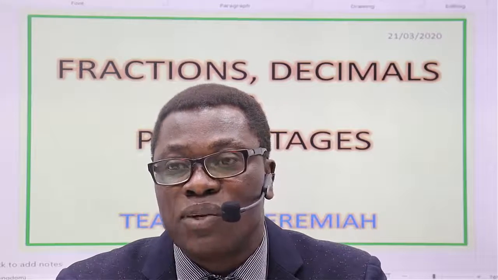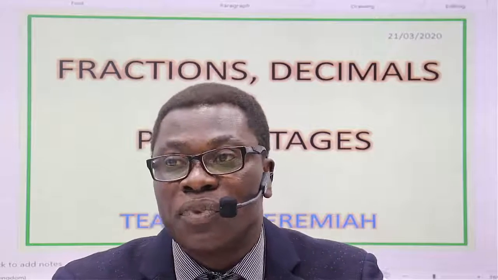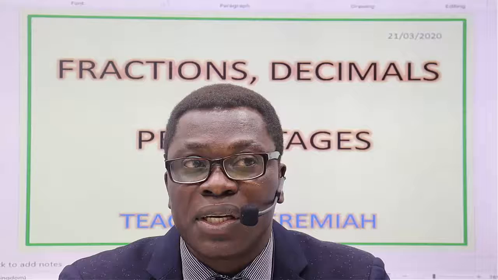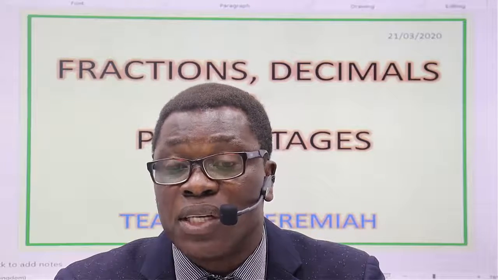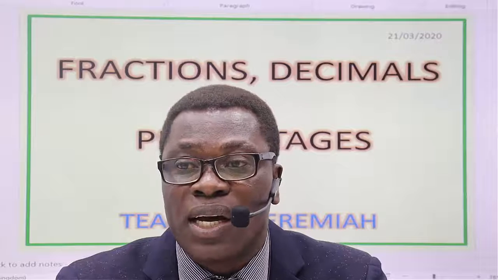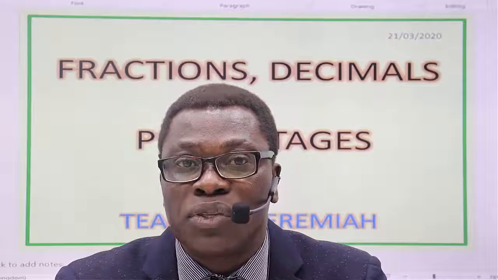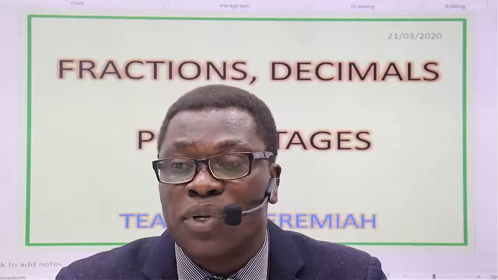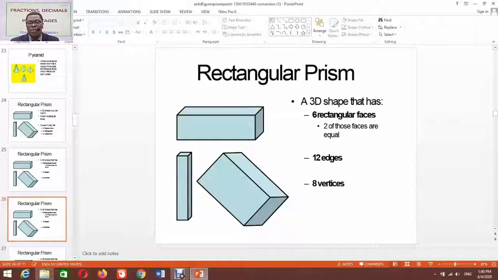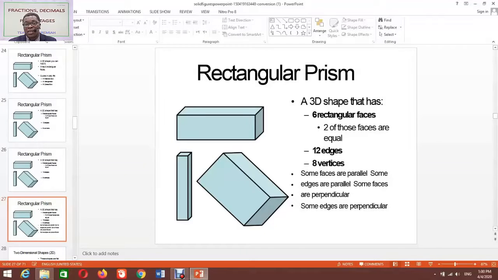A rectangular prism is a 3D shape that has 6 rectangular faces. 2 of those faces are equal. It has 12 edges and it has 8 corners. Some faces are parallel, some edges are parallel, some faces are perpendicular, and some edges are also perpendicular on a rectangular prism.